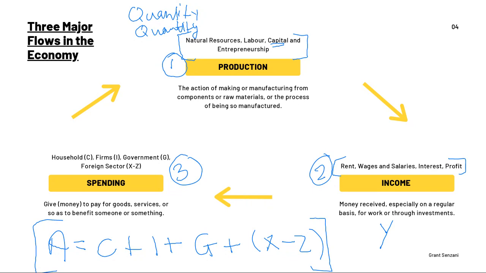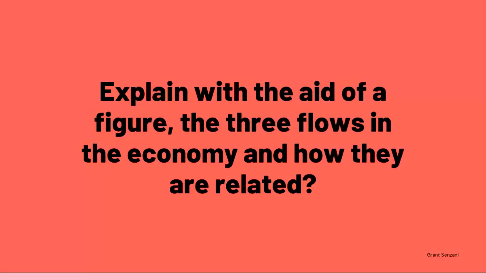We have production. What our production does is that it generates an income. As a result of it generating an income, it is then spent on all available goods and services. And these things all happen at the same time, right? Let's shift focus to the next idea around this, which would be for you to explain the following. With the aid of a figure, the three flows in the economy.